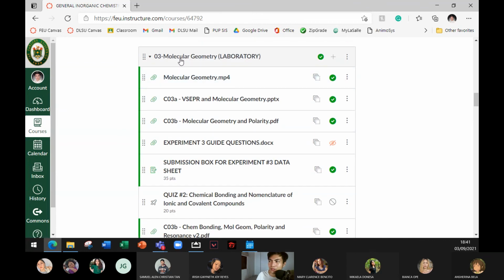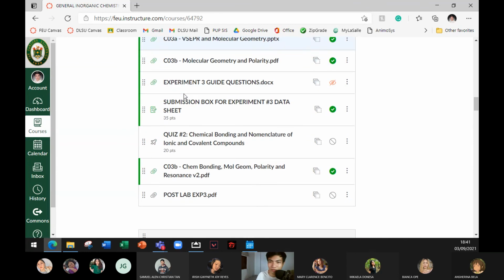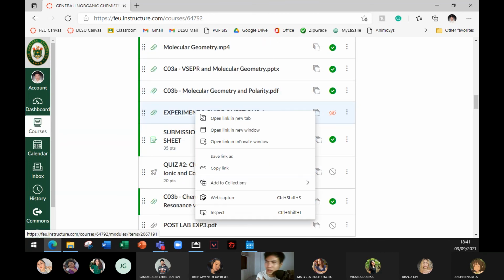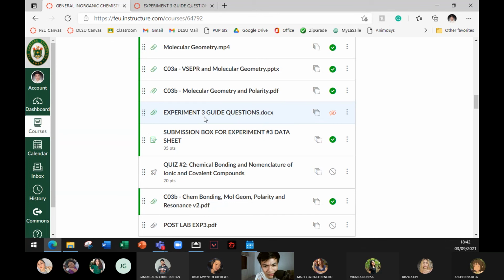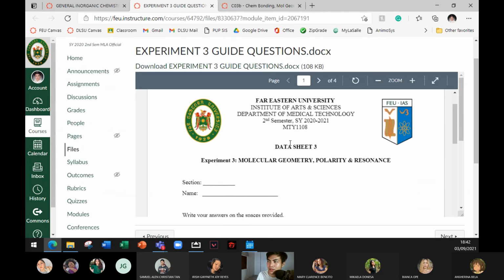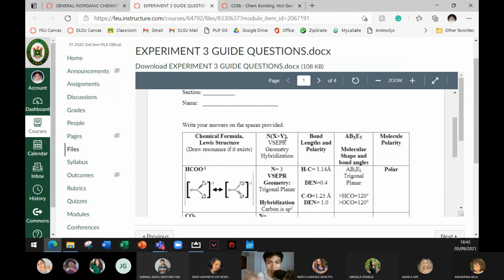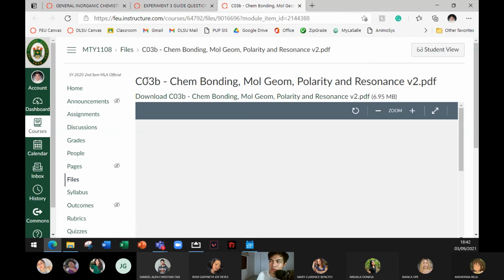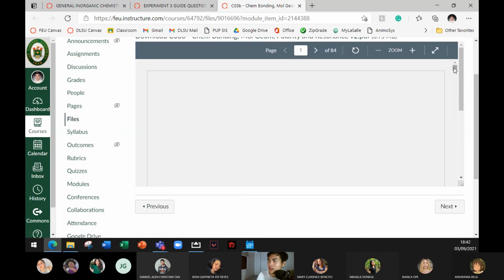And for module 3, yung chapter 3 natin, again, sa lab experiment, buksan ko tong guide question natin dito. Diba bond length yung problem ninyo last time? So sabi ko sa inyo, yung correction natin, yung bond length, i-add nyo lang yung covalent radius. Yung covalent radius dito yung makuha sa CO3b. Okay. So kunin nyo na lang dito.